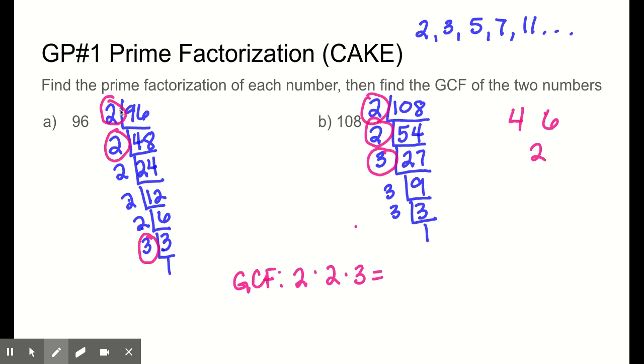The prime numbers that they have in common are 2 2's and 1 3. To figure out the greatest common factor, we multiply those numbers together. 2 times 2 is 4, and 4 times 3 is 12. That is the greatest common factor of 96 and 108. Again, this process is referred to as prime factorization. Make sure you guys have stuff in your toolbox.